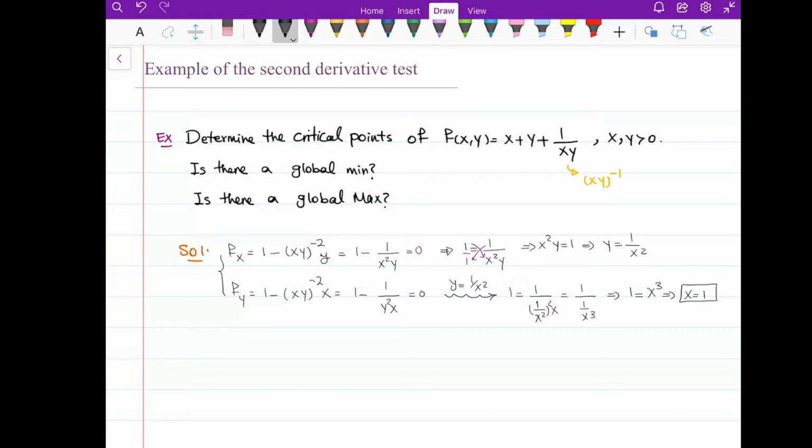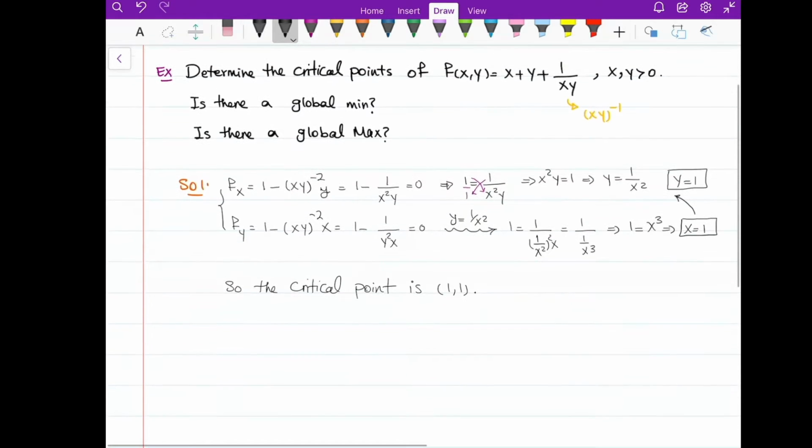So x is equal to 1, and I'm gonna plug it into here. I get y equals 1. So the critical point is 1, 1. Let's see if the critical point is a maximum or minimum or saddle. So I'm gonna find the D. D is fxx, fxy, fyx, fyy. That's why I need to calculate all these three.